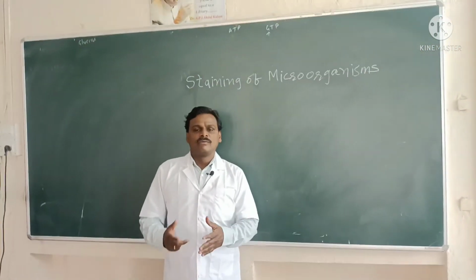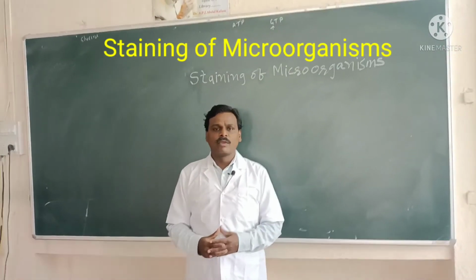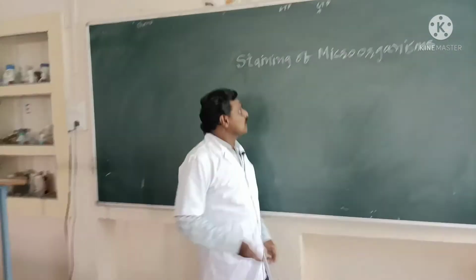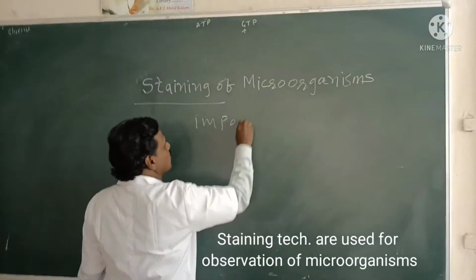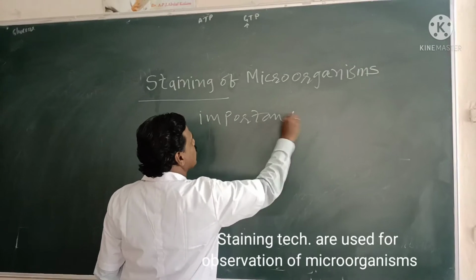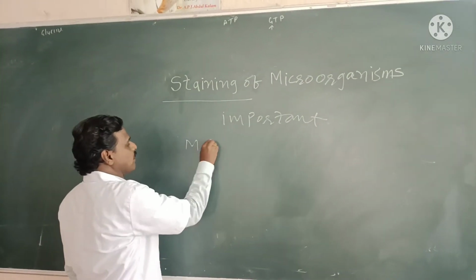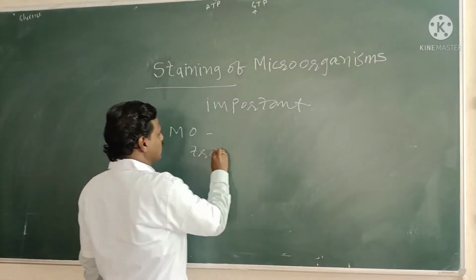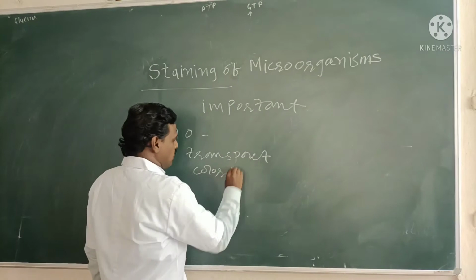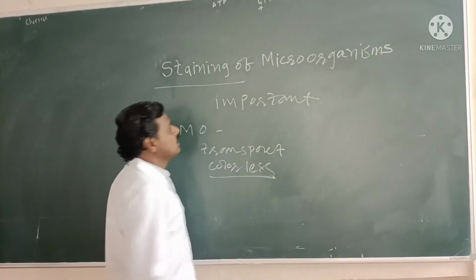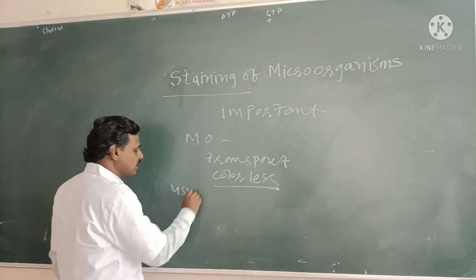Friends, today we are going to discuss the staining techniques which are used in the microbiology laboratory. Staining techniques are very important for the observation of microorganisms. In their natural state, these microorganisms are transparent and colorless, so we use different staining methods for the visualization of these microorganisms.